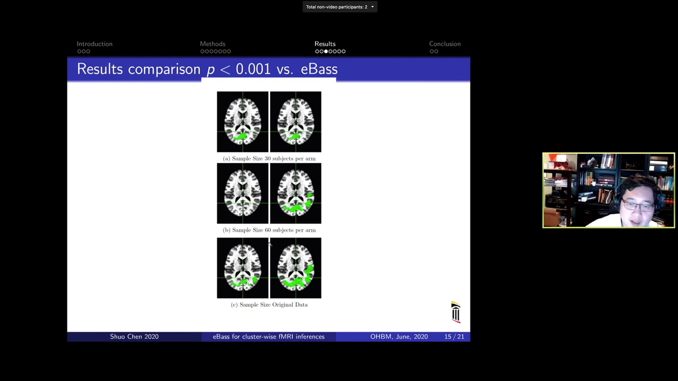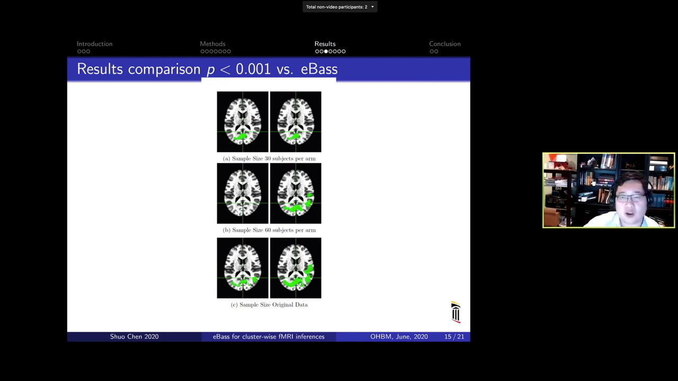And then for study B, we just used 60 subjects randomly selected per group. And then for C, we essentially chose the original sample size. You can see that for the second 60 subjects per arm, there are no significant results using the p-value 0.001 predetermined cutoff. And for our method, we reveal positive findings that are very similar to the original data set.